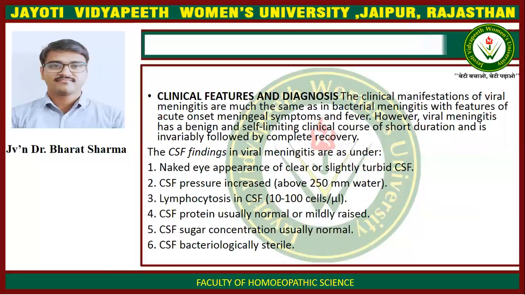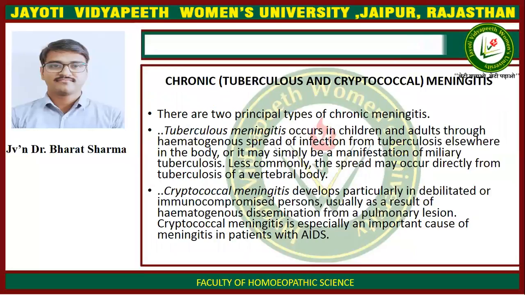The CSF findings in viral meningitis are naked eye appearance of clear or slightly turbid CSF. CSF pressure may increase up to 250 mm of water. Leukocytosis in CSF. CSF protein usually normal or mildly raised. CSF sugar concentration usually normal, and CSF bacteriologically sterile. The third is chronic meningitis, or tuberculous or cryptococcal meningitis.